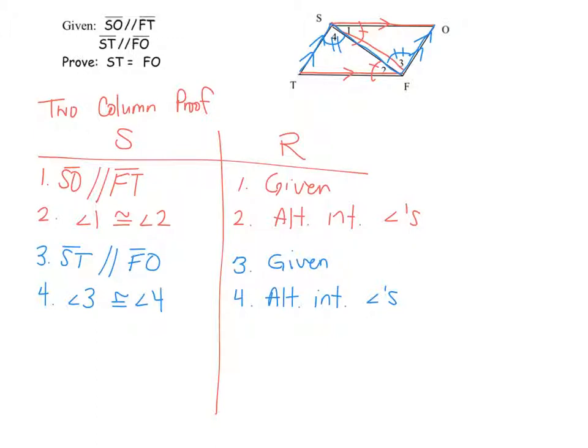So at this point, I have two pairs of angles congruent in my triangles. But in order to prove my triangles are congruent, I need a third thing. So I hope that you're all sitting in the classroom right now thinking to yourself, shared side. I do have a shared side right here, SF. So my third thing is going to be that SF is congruent to SF. And that is a shared side.